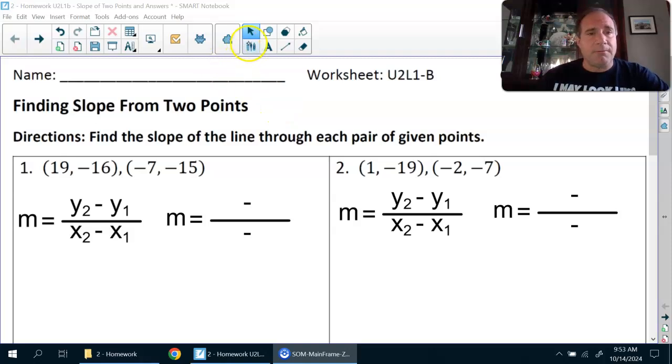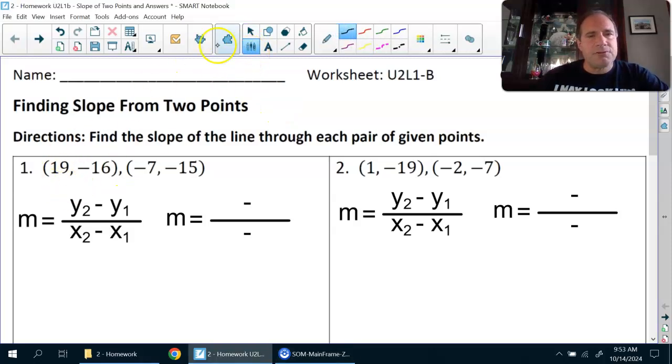So here we go. In the first one, the first thing that you do is 19, negative 16. Remember, this is x1, this is y1. Negative 7 is the second x you see, so you put x2, and negative 15 is the second y you see, so you put negative 15. The slope formula is y2 minus y1 over x2 minus x1. Remember, you set up the formula just like this with the minus signs in the middle.